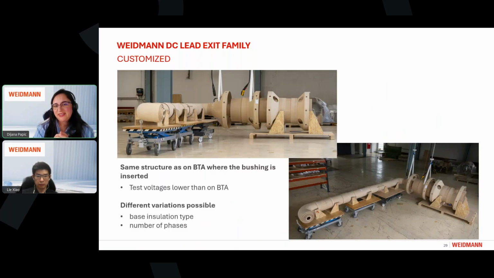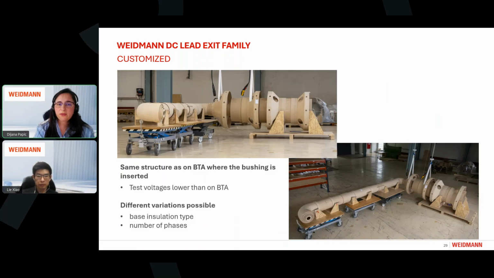For AC, we had the so-called AC lead exit family. For DC, it is not the case. As Leah showed, the variation in the voltages is not linear, like we had for AC, where we just increased the number of barriers. Here, it is mostly customized together with the manufacturer of the transformer.